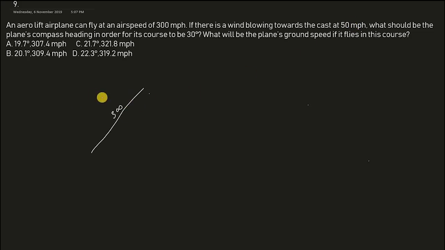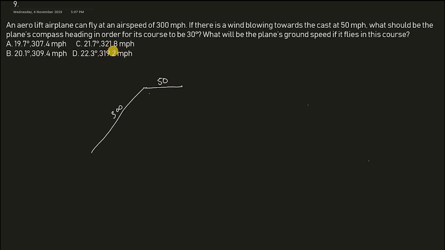Ibig sabihin, ito guys, may nagbo-blow na wind. It's from that towards the east. Ibig sabihin, pwedeng from the left or pwedeng from the right. So for this problem, I will choose na nanggagaling siya sa left. So nagbo-blow yung wind, ibig sabihin, meron tayong another vector dito na yung magnitude niya is 50 naman.